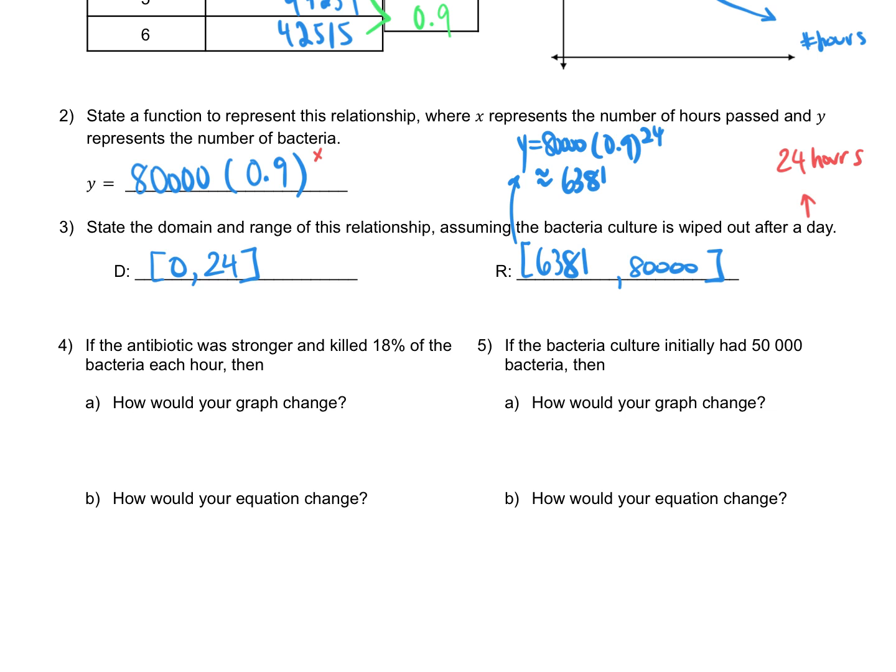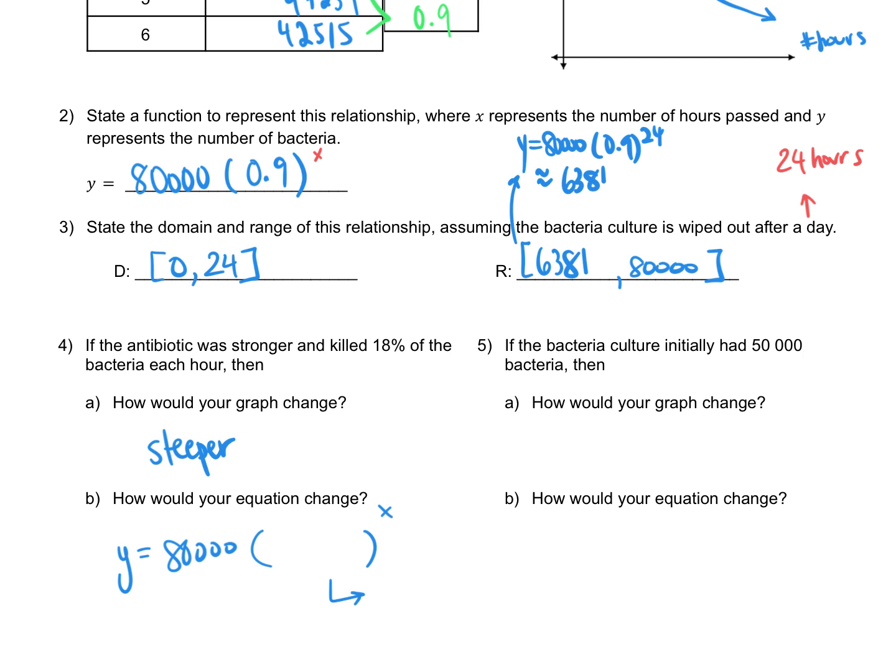If the antibiotic was stronger and killed 18% of the bacteria each hour, then how would the graph change? And then how would the equation change? If the antibiotic has a stronger effect, then the drop must be more rapid, which means our graph would look steeper. The equation, the initial value is not changing, but the number inside should change.